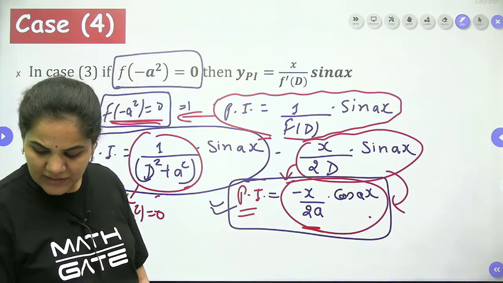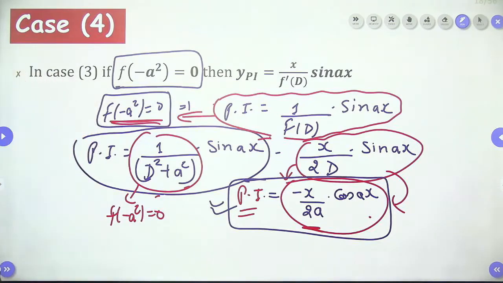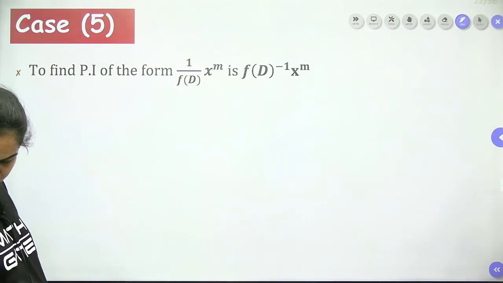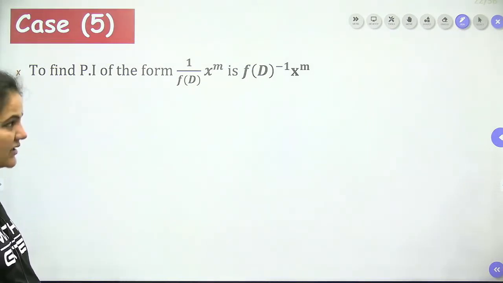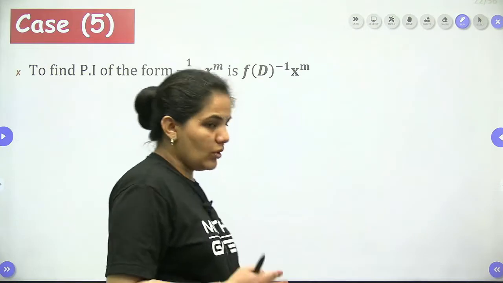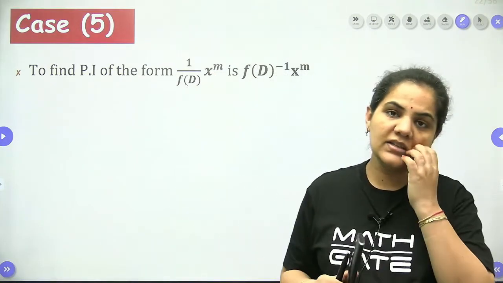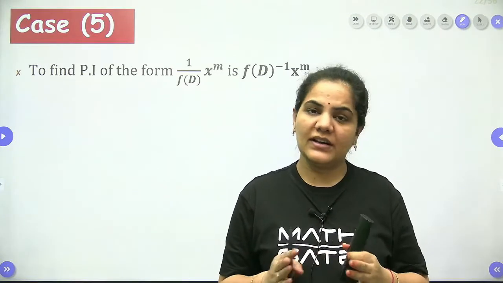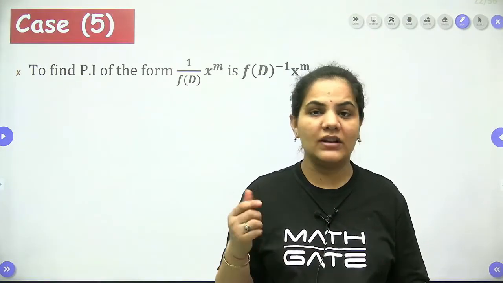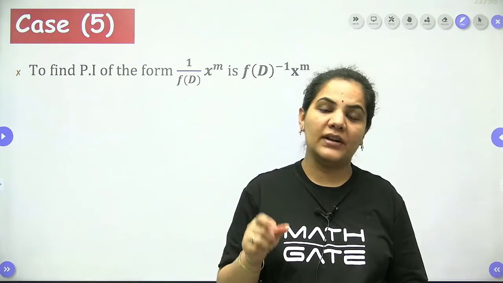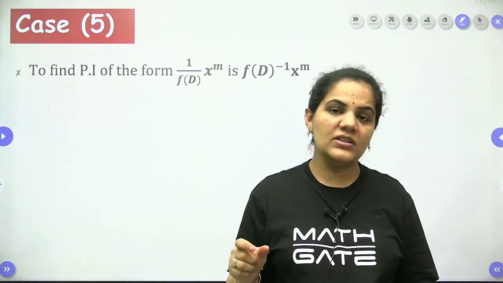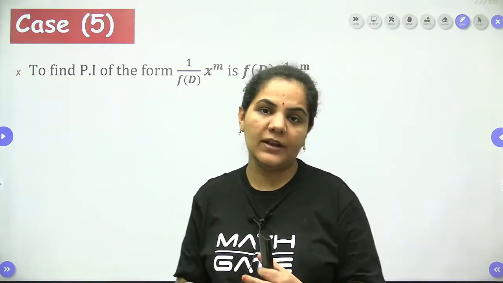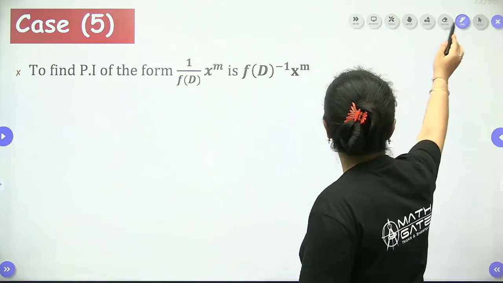Now let's approach the next case. So what case do we have? The next case is case number 5. At the end of these 7 cases, I will first tell you these 7 cases with each and every example. When we conclude these 7 cases, as I already told you, these cases are for the particular integral only. At the end, we will have discussion on the questions mixed with the CF and PI. So let's approach this one.